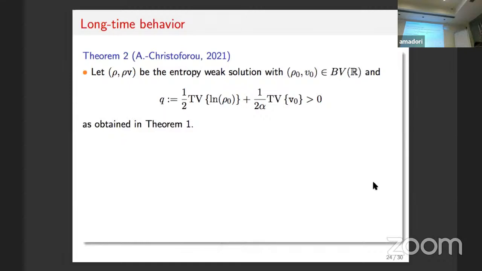So let's go to the result that we have. Unfortunately, we don't have a general result, but we need to make some assumptions on the initial data. So let rho V be the entropy solution related to some initial data with structure from theorem 1, and assume that a certain quantity, depending on the initial data, related to the total variation of the initial data, is positive.